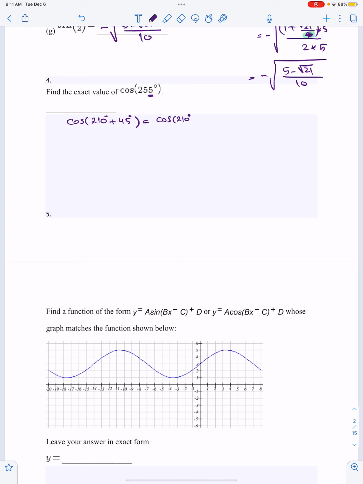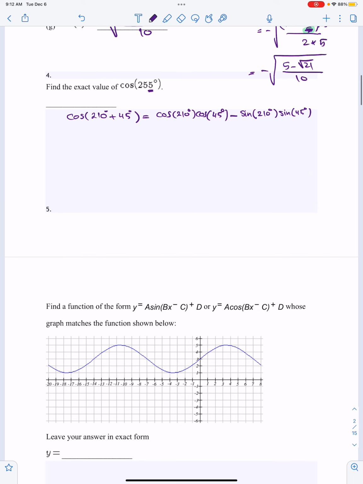the first angle times cosine the second angle minus, because this is plus, this is going to be minus, sine the first angle times sine the second angle. Cosine 210 is negative square root of 3 over 2. So this is negative square root of 3 over 2 times cosine 45, which is square root of 2 over 2, minus sine 210, which is negative 1/2, times sine 45, which is square root of 2 over 2.